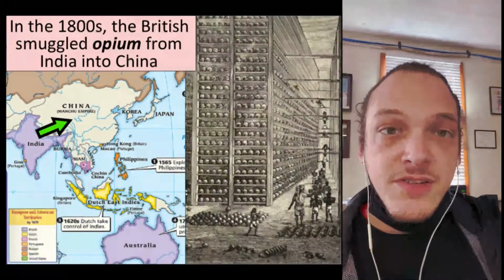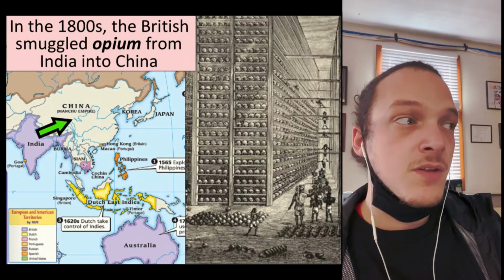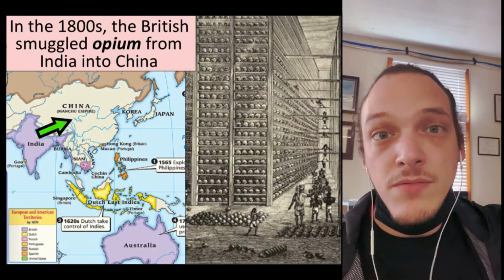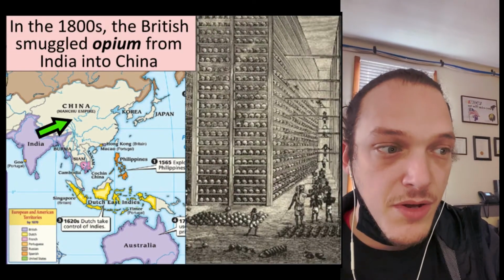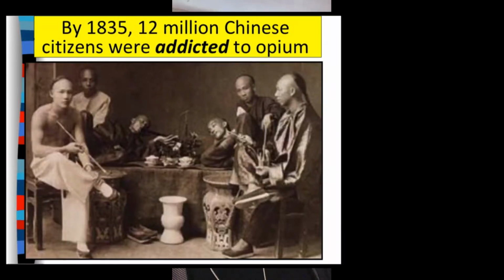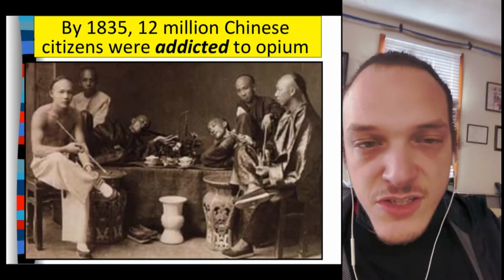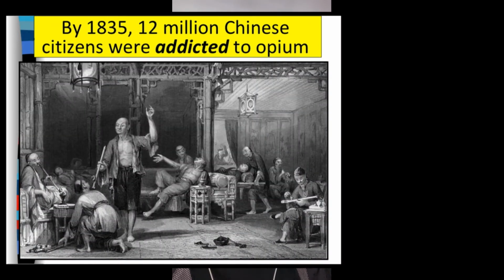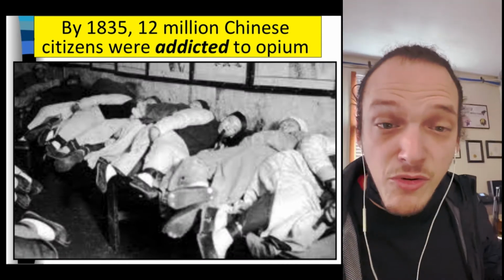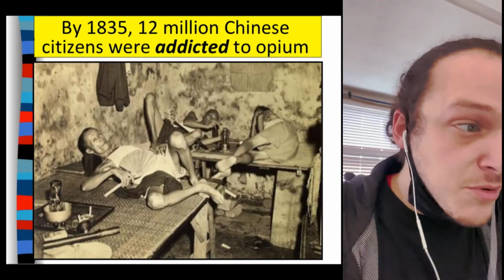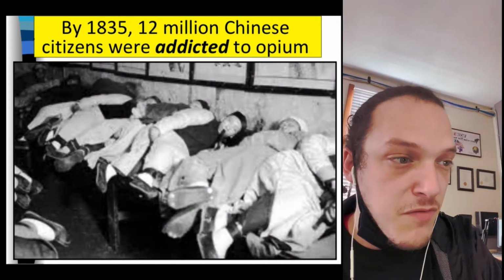And in the 1800s, the British actually started smuggling illegally opium, which are painkillers. It's heroin. It's an illegal drug from India into China, sneaking it to Chinese people, getting them addicted to this product from Britain. By 1835, 12 million Chinese citizens were addicted to opium. Here's some pictures. But this is a savage move by the British. To get the Chinese addicted to drugs in order to do business with them is a savage move.